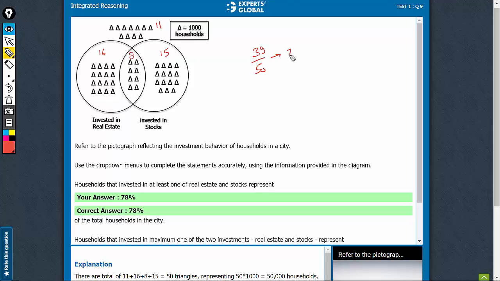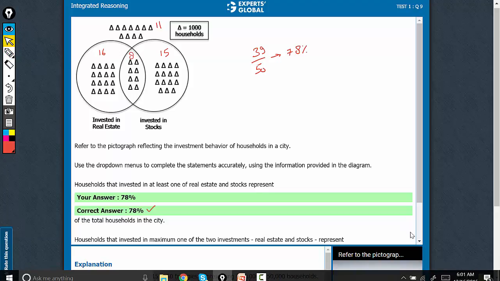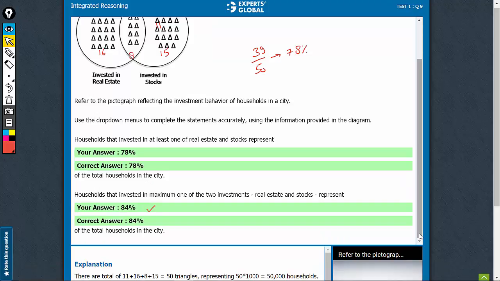That's exactly 78%. 78% of the households are invested in at least one of the two types of investments. That's the first answer. Come to the second part of the question. The second part is asking maximum one of the two.